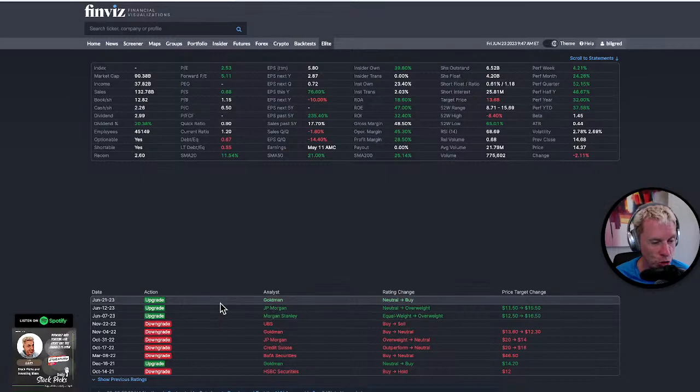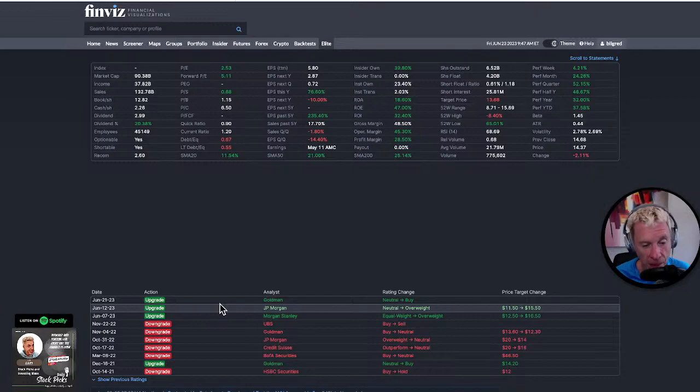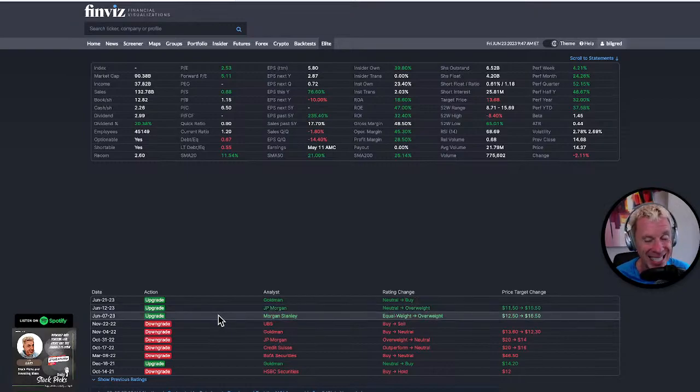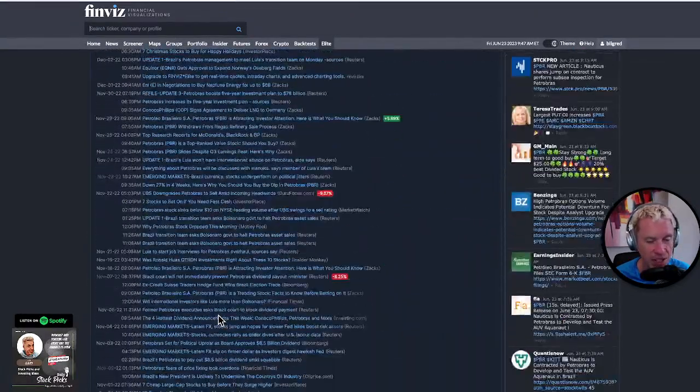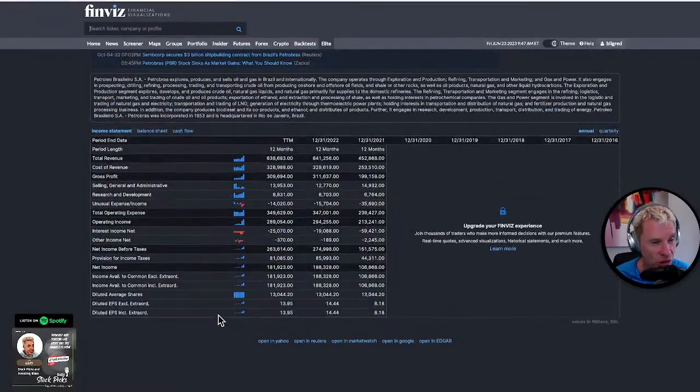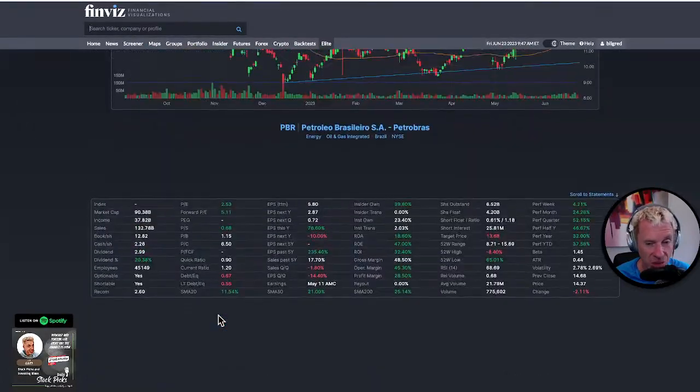You can see June 21st, Goldman upgraded it from neutral to buy without a price target. In June, JP Morgan upgraded it neutral to overweight with a $15 price target. In June, Morgan Stanley equal to overweight with a $16.50 price target. Insiders aren't selling. Go and read about it.